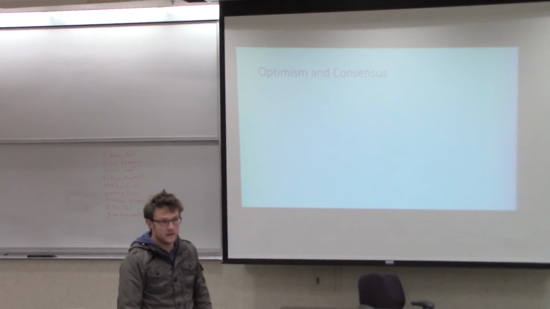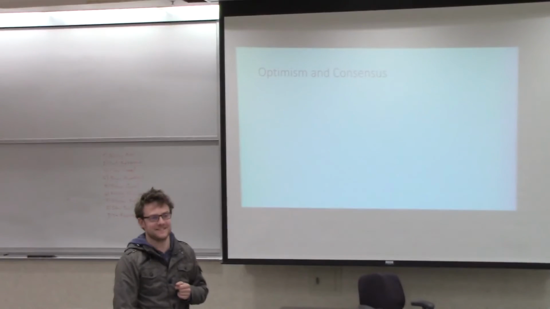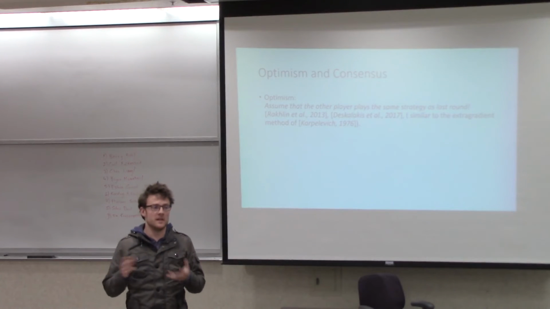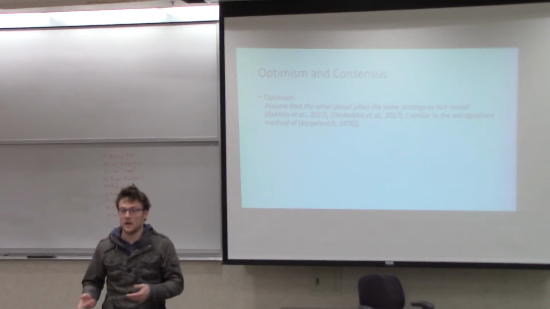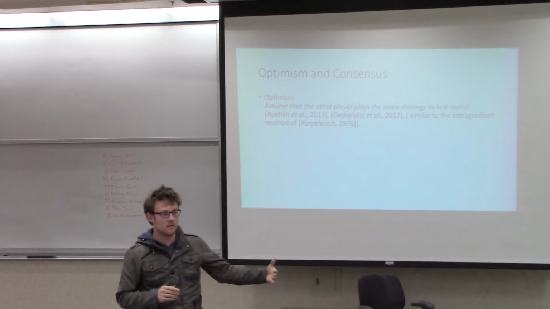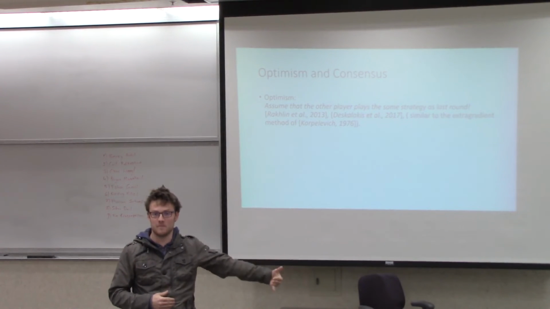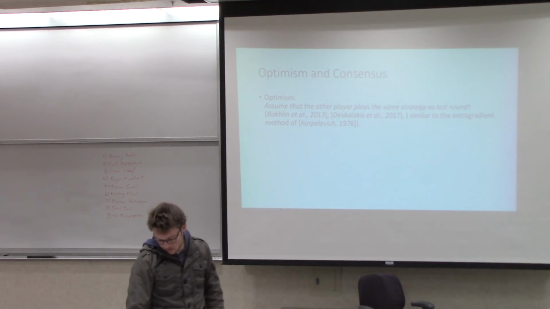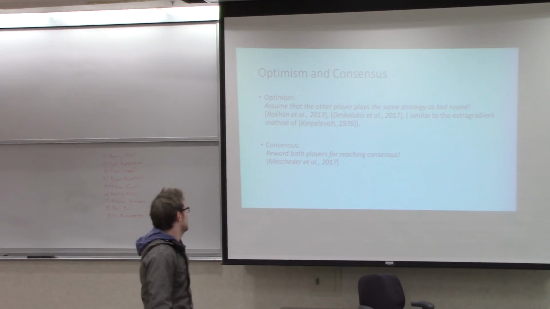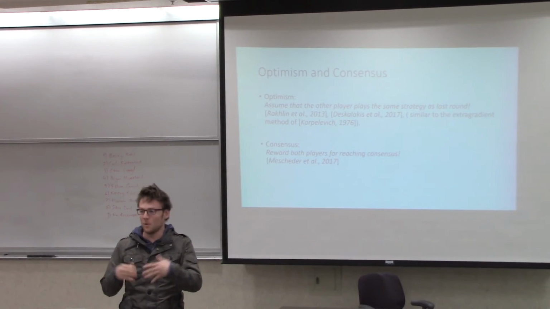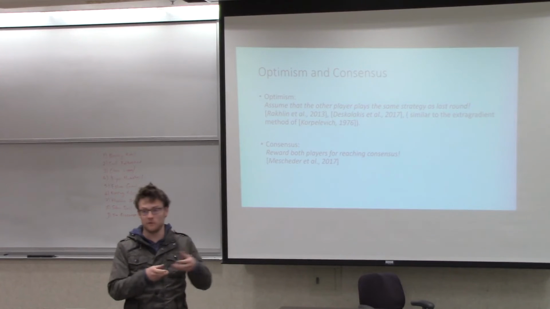There are two main branches of dealing with these kinds of problems: optimism and consensus. These are ways in which we can model this, taking into account the other player's action. The first modeling assumption we can make is optimism. It means we assume that the other player plays the same strategy as they played the last round, and then we do the right thing for that strategy. The other option is consensus. We actually change the optimization problem in order to reward the two players for agreeing and converging towards something.